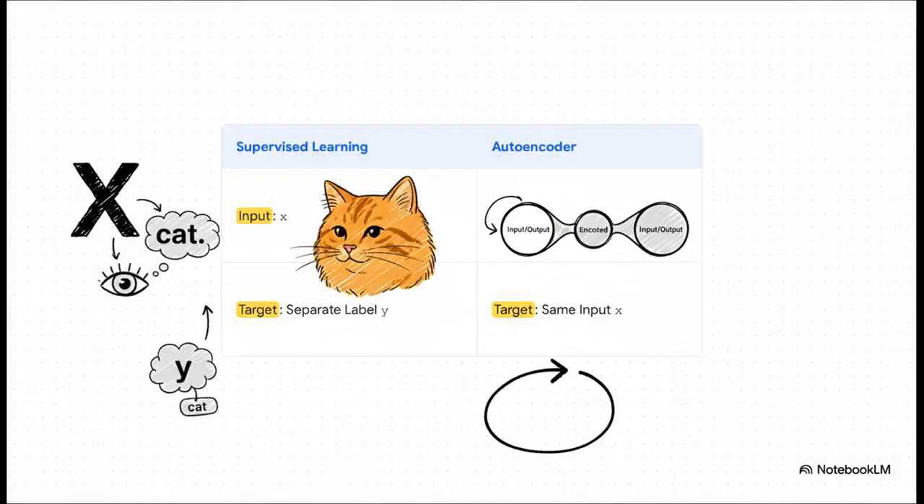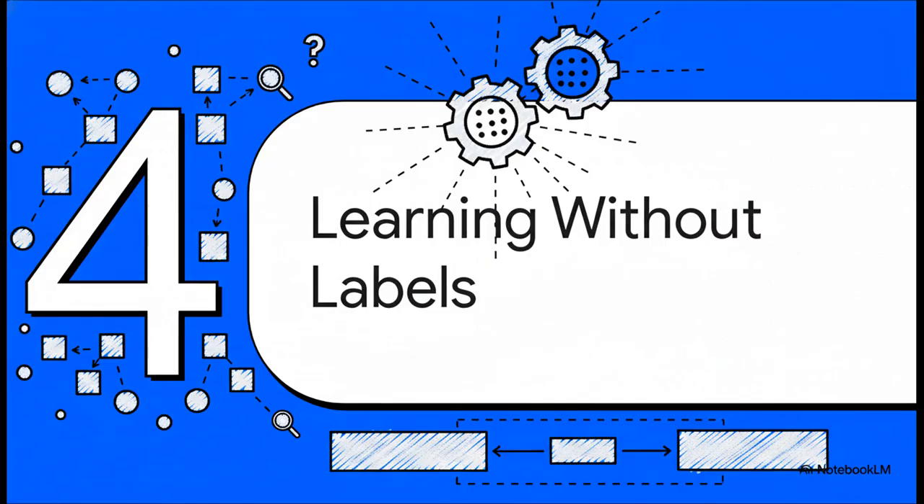This comparison here makes it crystal clear. So in traditional supervised learning, you have an input X, say a photo of a cat, and a completely separate human-provided label Y, like the word cat. The goal is to learn how to map X to Y. But with an autoencoder, the input X is used as both the input and the target. It's generating its own supervision, right from the data itself. And this whole idea, this self-labeling approach, is the absolute key. This is what makes it a fundamentally unsupervised technique.